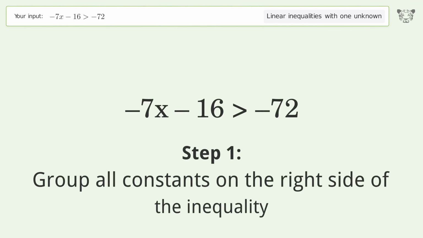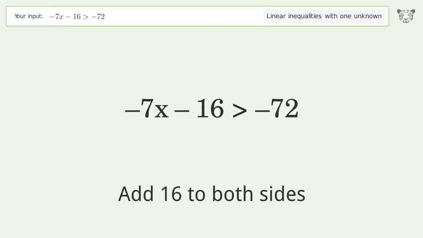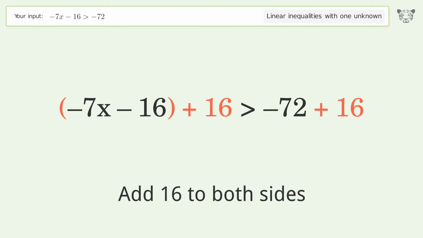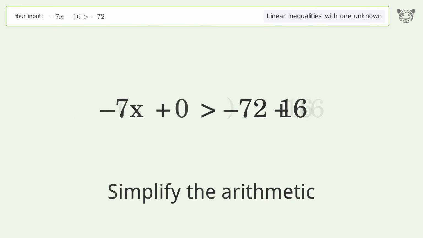Group all constants on the right side of the inequality. Add 16 to both sides. Simplify the arithmetic.